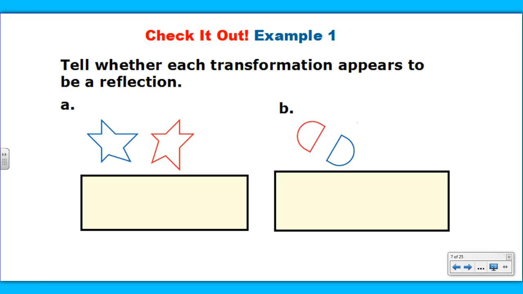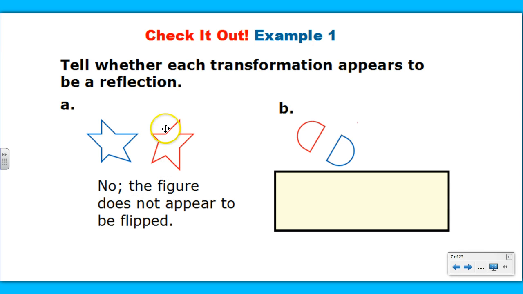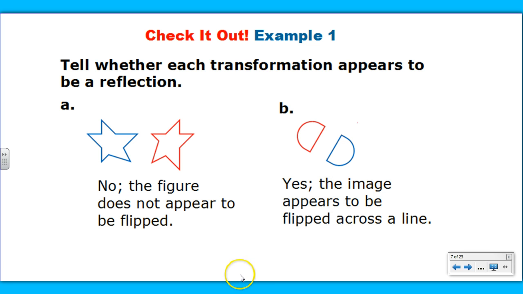So tell whether each figure here appears to be a reflection. And does figure A? And it's a little deceptive, but no, it is not a reflection. Notice this arm of the star is longer than this arm, right? So not a reflection. How about here? And the answer is yes. Appears to be reflected across a line that would be drawn between the two here, like almost a little steeper than a 45-degree angle maybe, right?